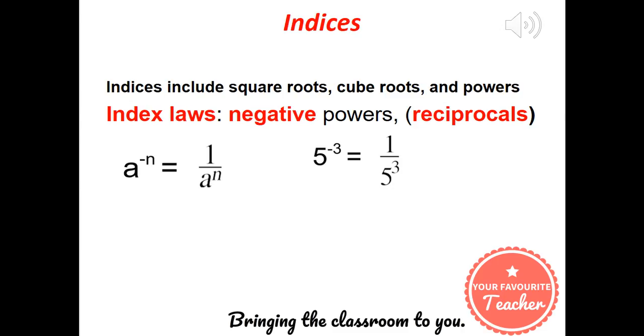As an example, 5 to the power minus 3 is the same thing as 1 divided by 5 to the power 3. The negative disappears and we have 1 divided by. 4 to the power minus 2 is the same thing as 1 over 4 to the power 2, or 4 squared. Finally, 6 to the power minus 1 is the same thing as 1 over 6 to the power 1. But 6 to the power 1, we don't write power 1, we just call it 6. Take a little look at that and try to digest it.